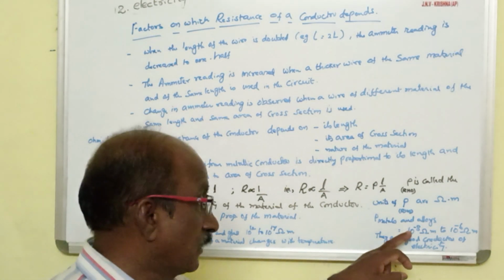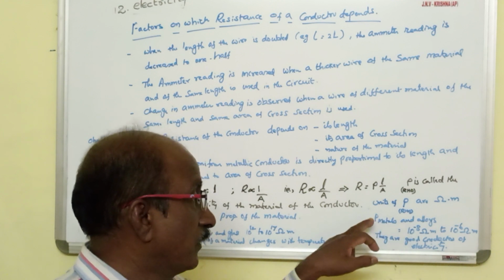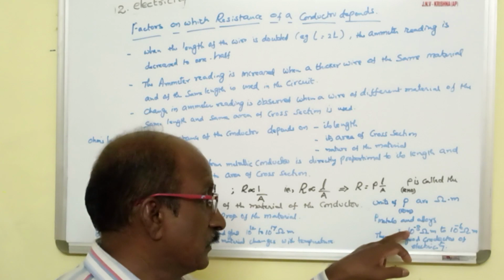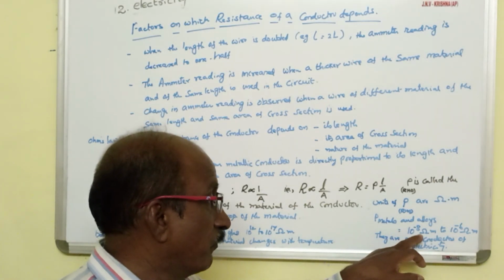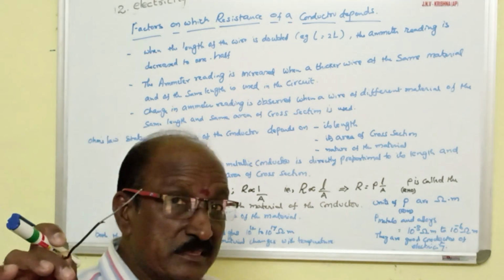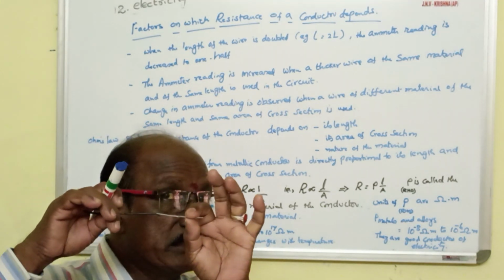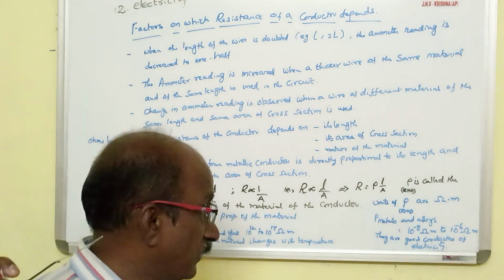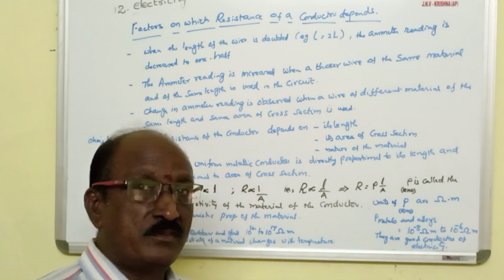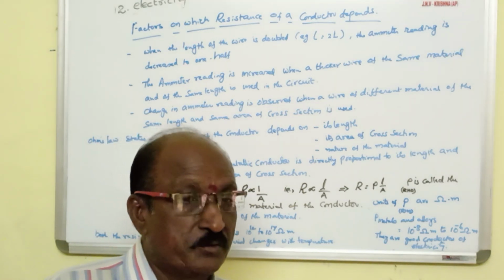So this is the range of the electrical resistivity of metals and alloys: it lies between 10 to the power of minus 8 ohm meters to 10 to the power of minus 6 ohm meters. What does this mean? If the resistivity is very small, they are good conductors of electricity.